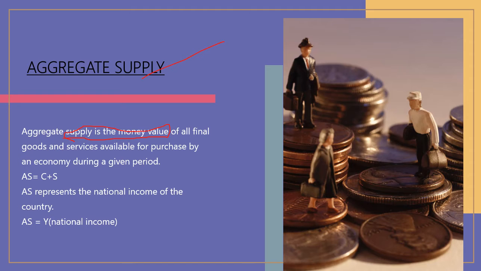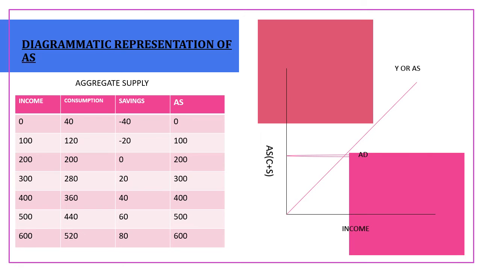Aggregate supply equals consumption plus savings. This is called aggregate supply. Aggregate supply represents the national income of a country. Aggregate supply is also named national income, which is represented by Y. Here income is represented by Y. So aggregate supply is equal to national income. Next is the diagrammatic representation of aggregate supply.